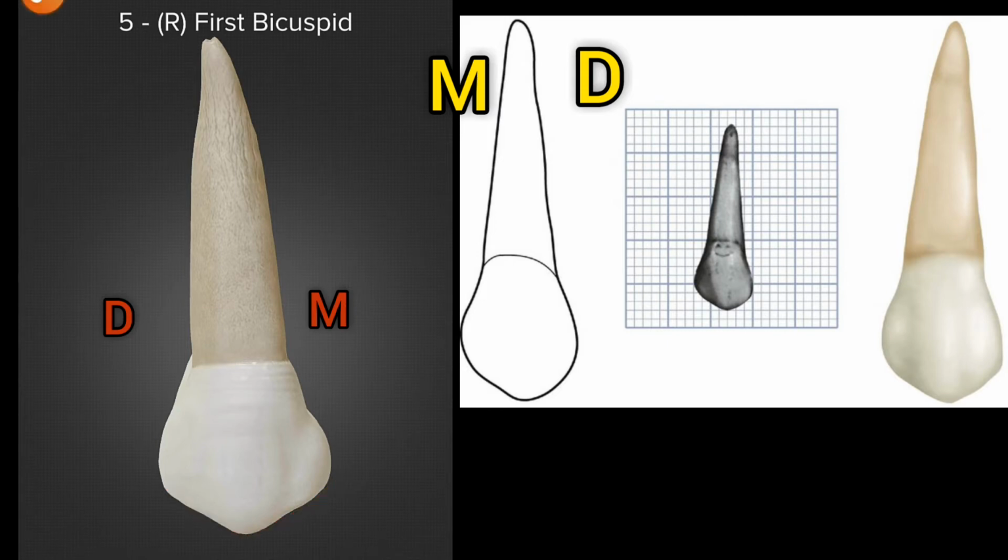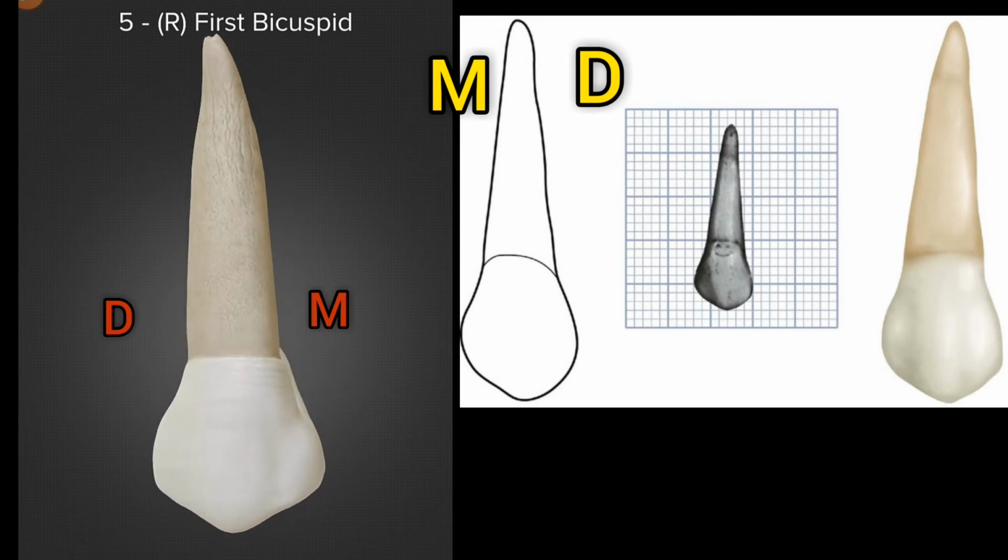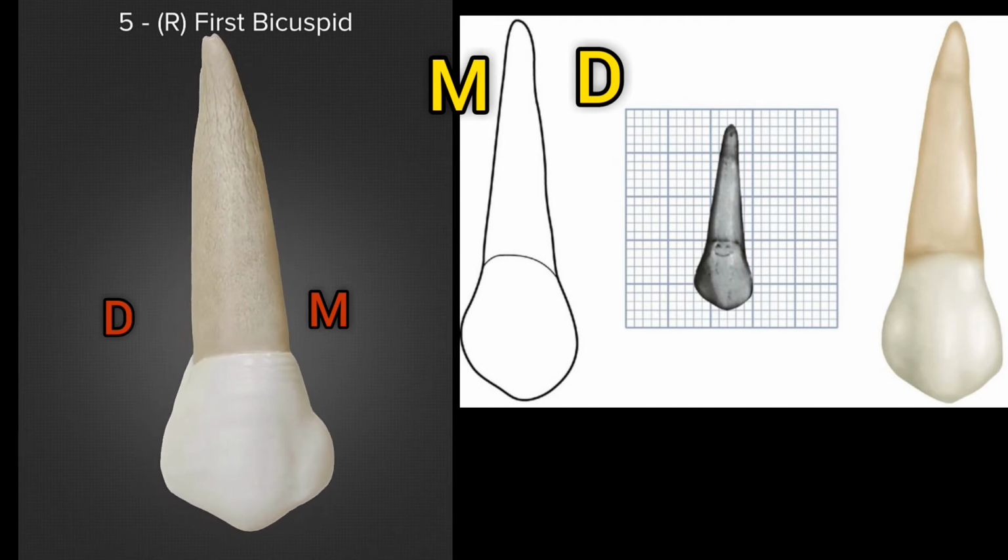Also, the buccal surface is convex, showing a well developed mesial buccal ridge. So this surface is convex when you see it, and here is the well developed mesial buccal ridge. The root is long and resembles the maxillary canine.